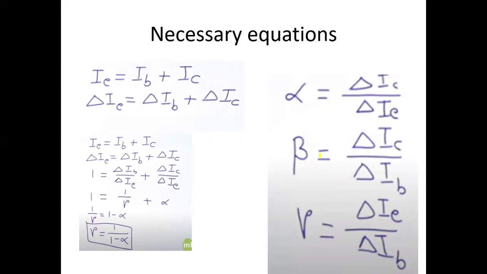Here the necessary equations are shown for you, that is IE is equal to IB plus IC, and delta IE is equal to delta IB plus delta IC. Three equations for alpha, beta and gamma are shown, and the relation between gamma and alpha is shown on the left side of the screen. Here gamma is equal to 1 by 1 minus alpha. This is the relation between gamma and alpha.